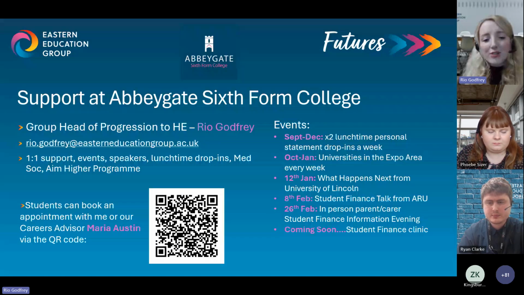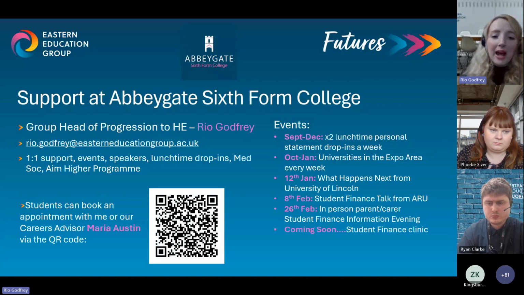So we'll be running a student finance clinic at Abbeygate Sixth Form College, where students can come along. We'll have a computer room and they can start those applications with us in the room. So if they have got any questions, then they can ask them.